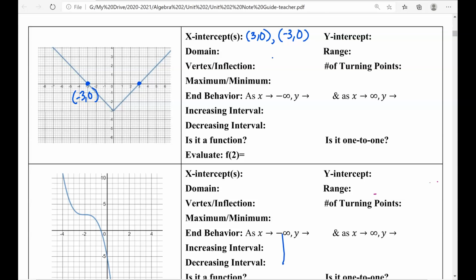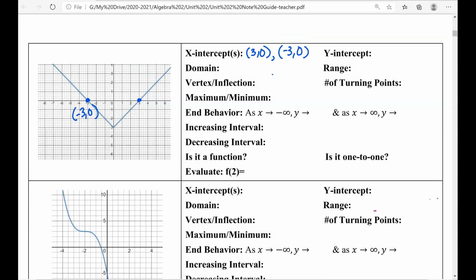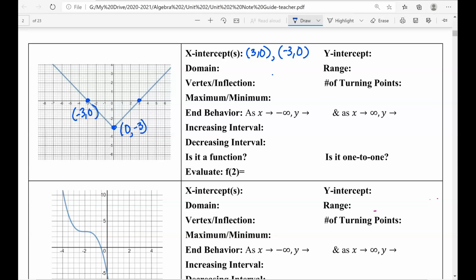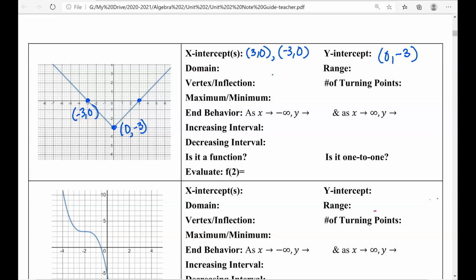Next we want to find the y-intercept. The y-intercept is when x is 0, so it's right here at the bottom. In this case, we write x as 0 first and then comma the y value, which is -3. Now, what happens if you just write -3? Then that's not correct. So make sure we write when x is 0, so 0, comma, and then the y value.